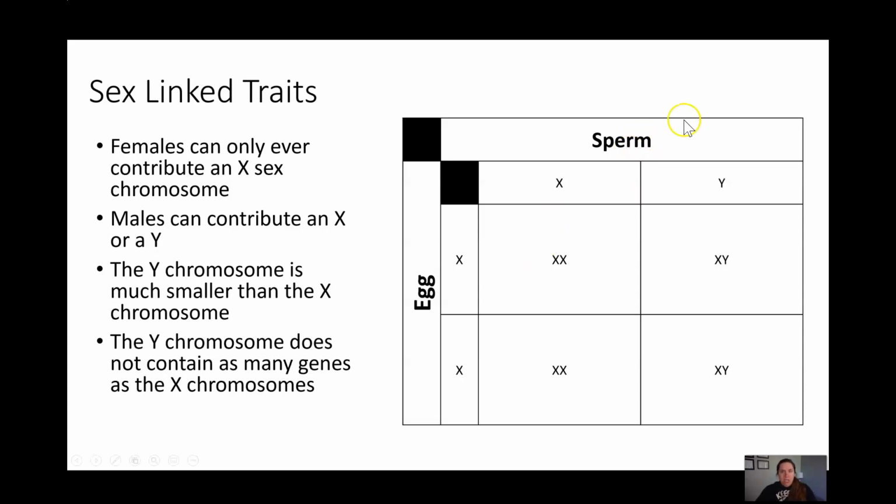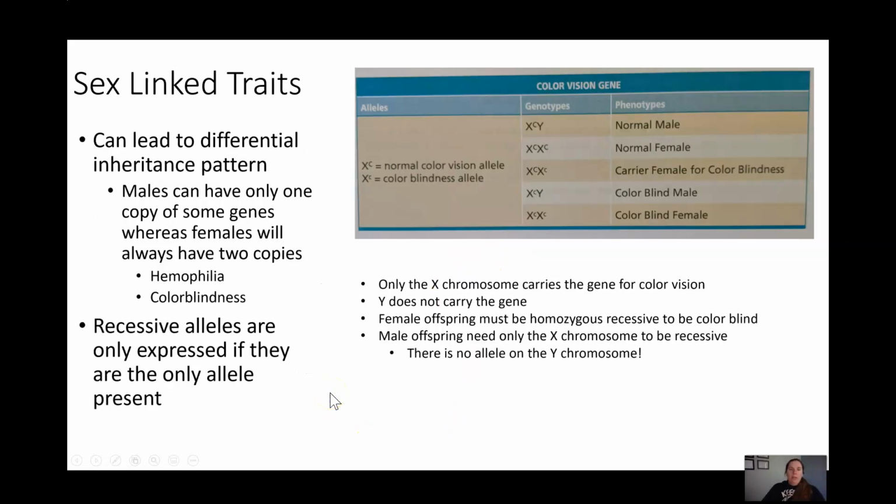So here we can see this is a duplication of the diagram on page 125, and you can see that the sperm can either contribute X or Y, whereas the egg will always contribute X. So what ramifications does this have in terms of traits that are, how should I say this?